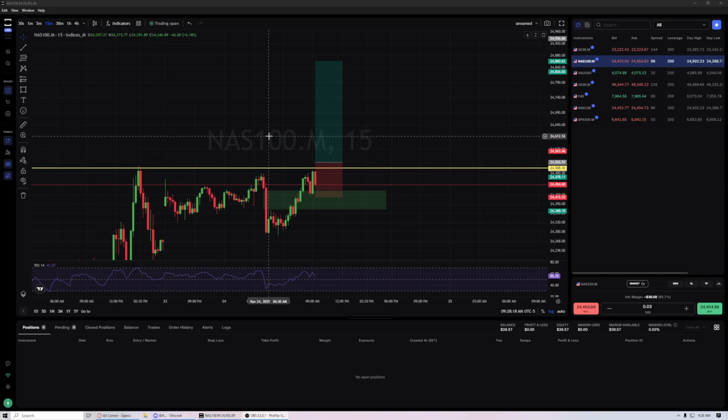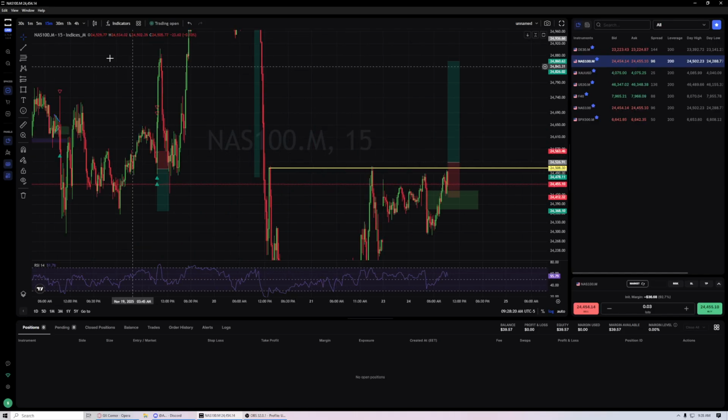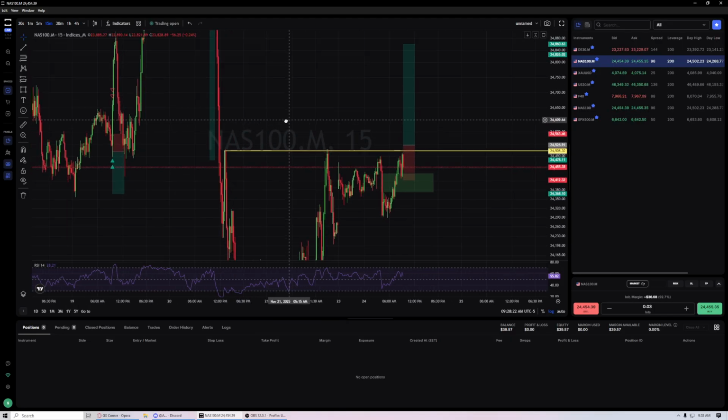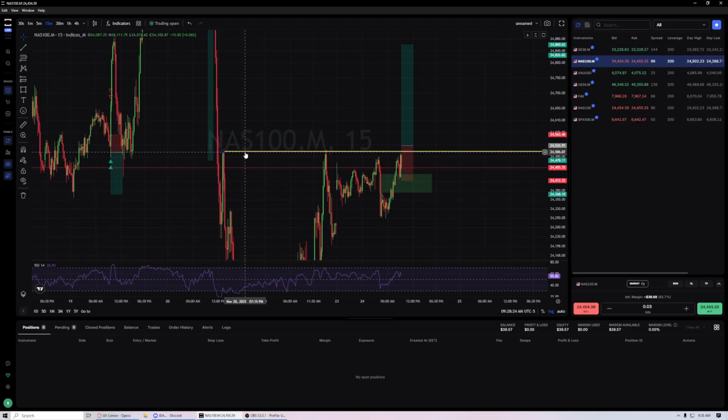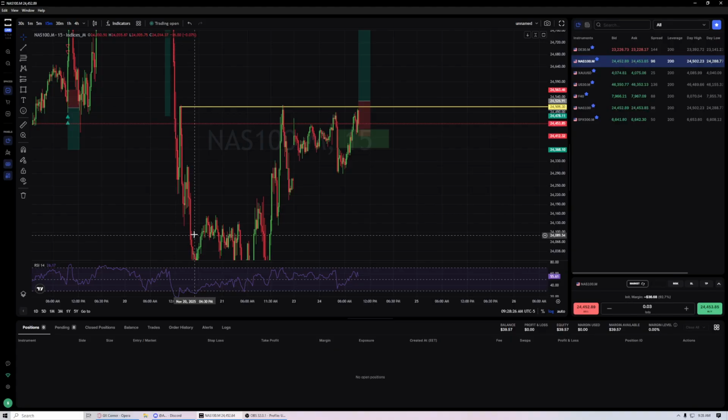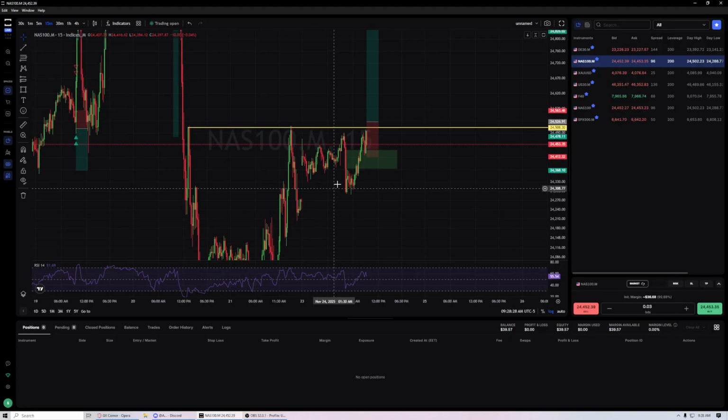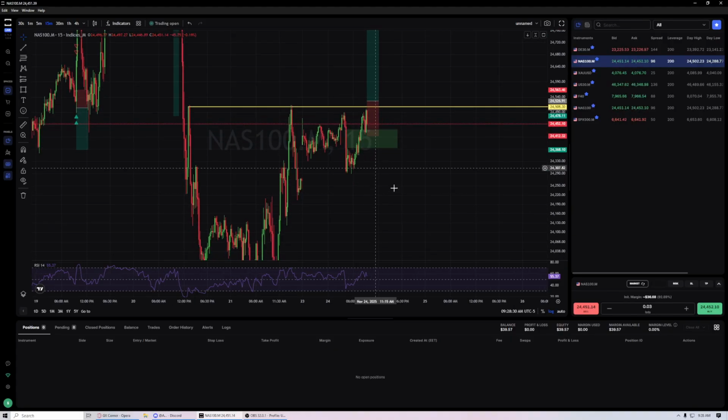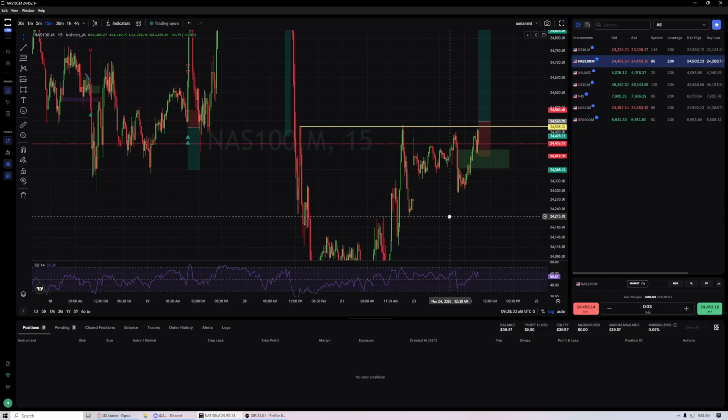All right, so we're on NAS Mini right here. I'm on the 15-minute high time frame. I noticed that these are key liquidity grabs here, where it absolutely dumps, hits it again, dumps, hits it again, and it's probably gonna dump here. But if it does, then I'm probably not gonna take that trade.